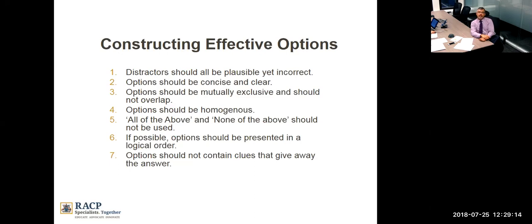Okay? Now, the other thing is that options shouldn't contain clues that give away the answer. So things like if you have a word in the stem and a similar word appears in some of the responses, the options, that also gives it away. So sometimes you've got to be very careful and make sure that you're not giving away clues. Again, going back to irrelevant difficulty, you want their ability to answer the question to be not about the clues that you give away, but rather about their knowledge of the topic area.